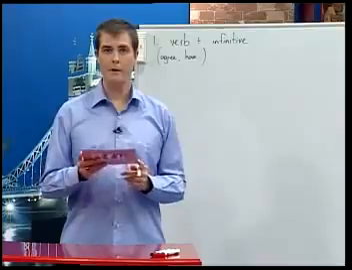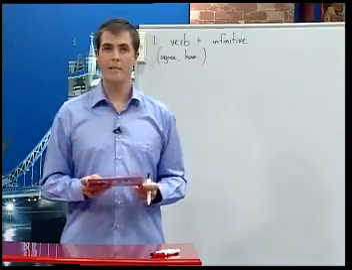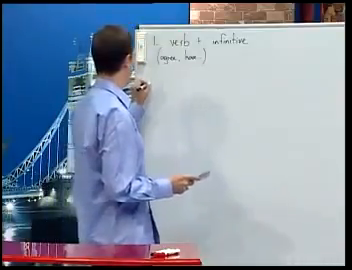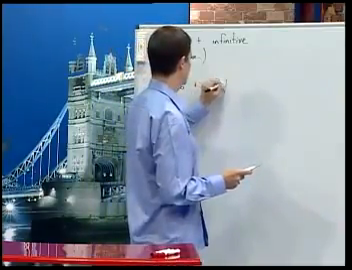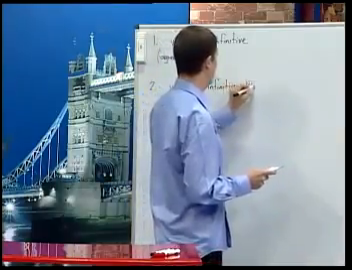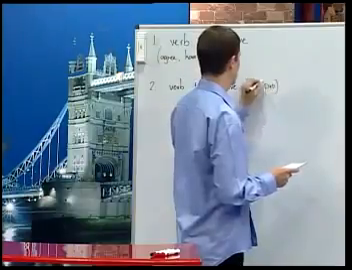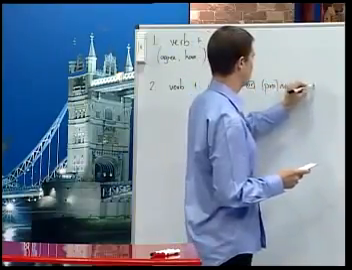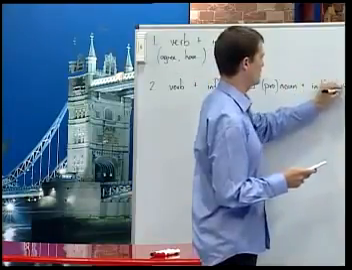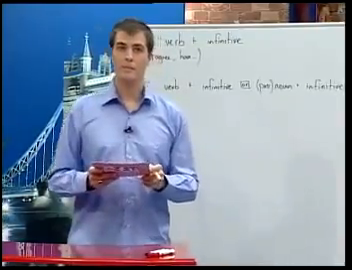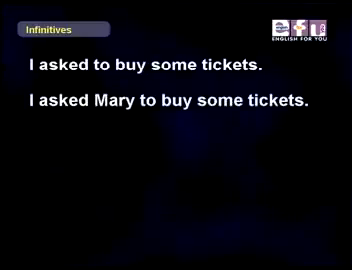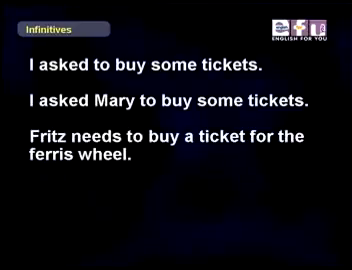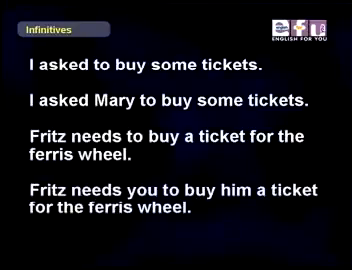Now, some verbs may be followed by an infinitive, or they may have a pronoun plus the infinitive. Another type we have is verb plus infinitive or pronoun plus infinitive. For example, I asked to buy some tickets. I asked Mary to buy some tickets. Fritz needs to buy a ticket for the Ferris wheel. Fritz needs you to buy him a ticket for the Ferris wheel.